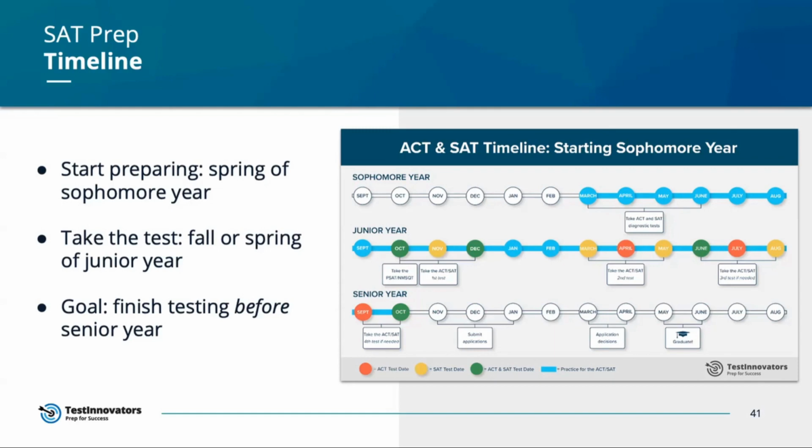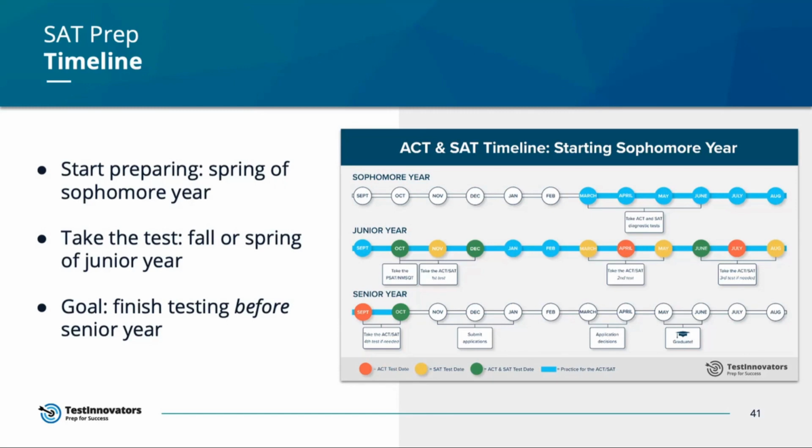One advantage is if you're taking a lot of AP classes as a junior, this is a great timeline because you can take the test in the fall or March, and that lets you fully concentrate on your AP exams in April and May. So this year's a little different with the transition to the digital test.